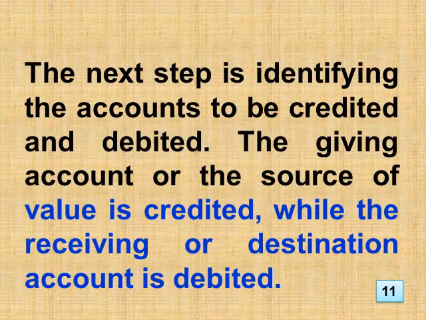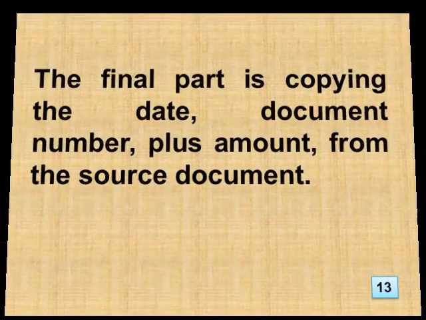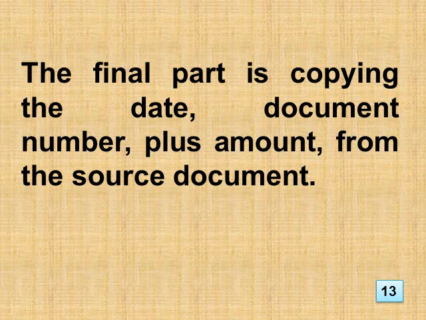The next step is identifying the accounts to be credited and debited. The giving account or the source of value is credited, while the receiving or destination account is debited. The narration is generated from the source document. It's either a summary of the information, or an interpretation of what the transaction was. For example, if it's on the sales account and we write cash in the narrations column, it implies it was a cash sale. The final part is copying the date, document number, plus amount, from the source document.